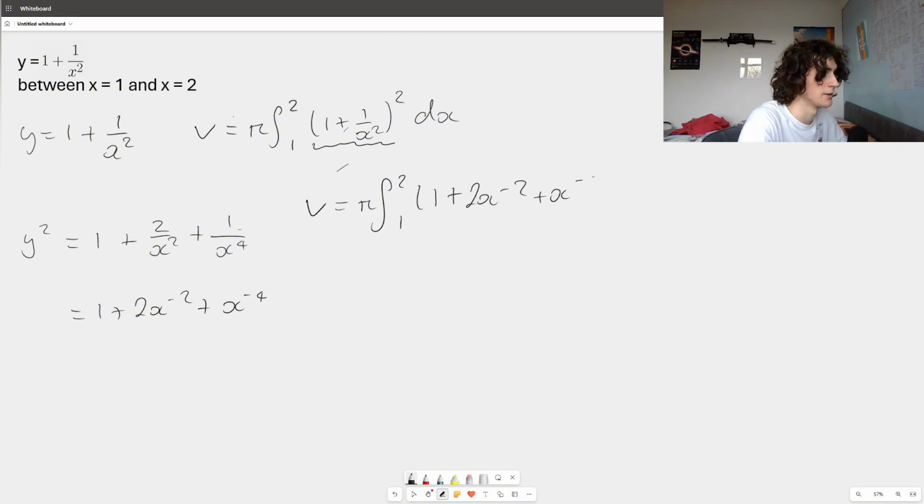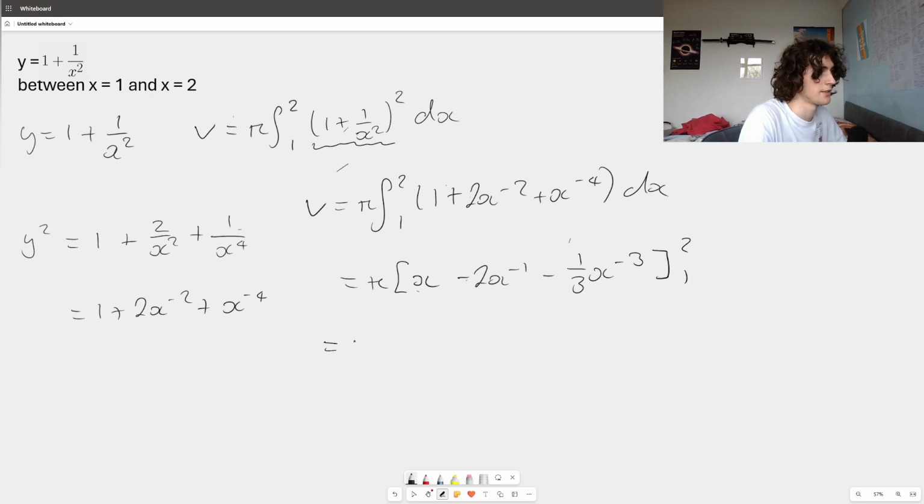which is equal to pi times by, now the 1 integrates to an x, the 2x to the minus 2 becomes 2x to the minus 1 divided by minus 1. This is minus 2x to the minus 1. This becomes a minus 3. So minus 1 over 3x to the minus 3. And that is between 2 and 1.